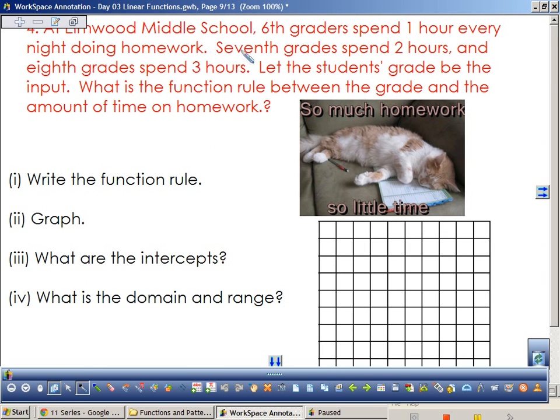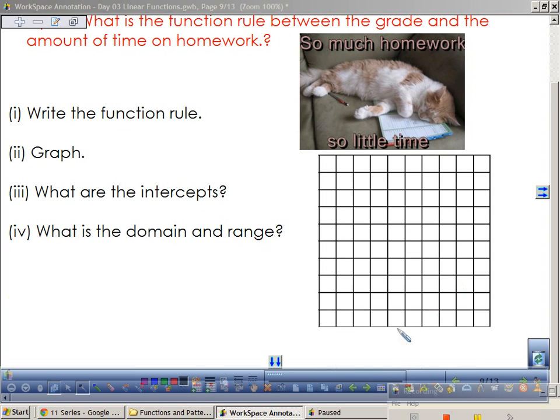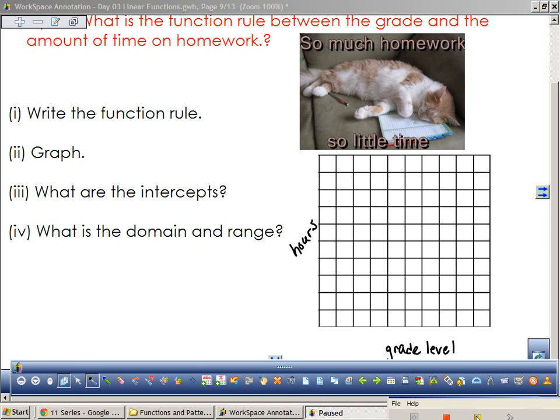Yep. Okay, do this one for me. At Elmwood Middle School, 6th graders spend an hour a night, 7th graders spend 2 hours, 8th graders spend 3 hours. Let the student's grade be the input. So their grade level be the input, and the hours they spend be the output. Think about that one for a second.